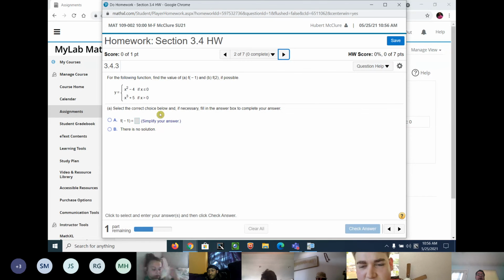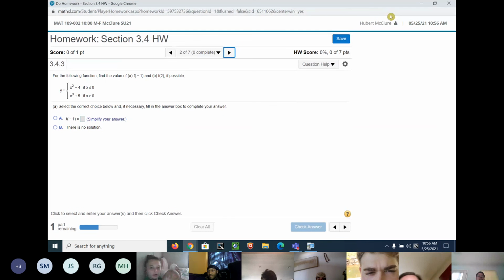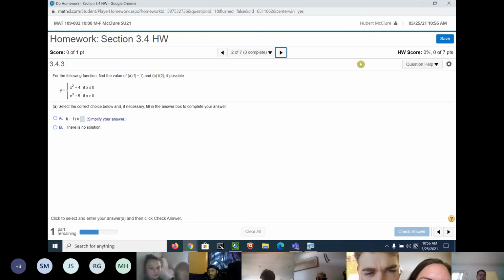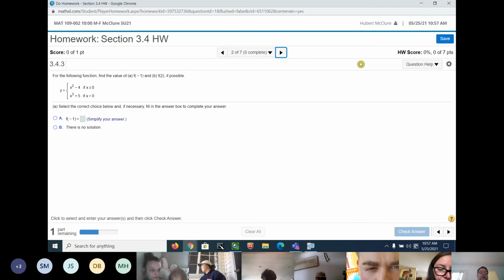All right, I want you to write this one down. I can't make it bigger for some reason. This is a piecewise function. y is equal to x squared minus 4, and that is for x less than or equal to 0.